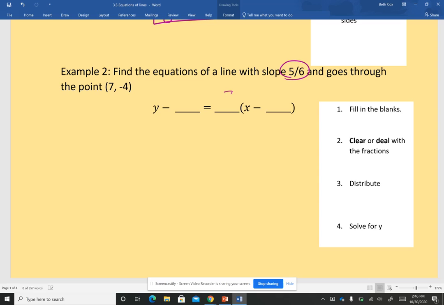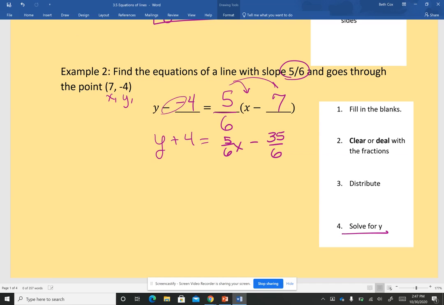This is my slope at 5 over 6. This is my x1, goes there. This is my y1, it goes there. Watch out for the double negative. I'm going to distribute. Okay, and now I'm going to solve for y. I didn't mention the fractions. We're dealing with them. Okay, that's what we're doing. We're going to subtract 4 on both sides.